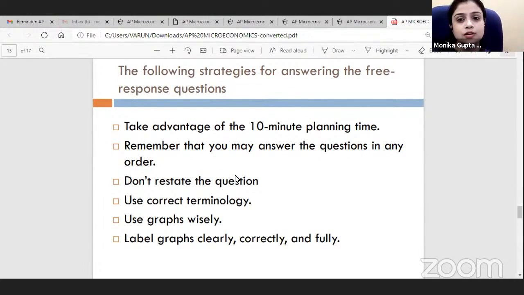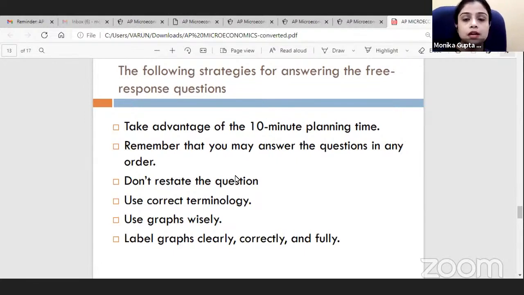They know the question is already written, so just state your answer. If they're asking what will happen to your equilibrium price and quantity, you can just answer that it is going to increase or it is going to decrease.